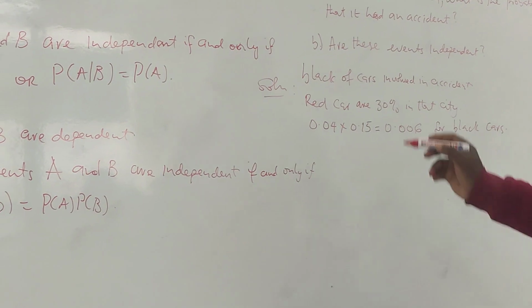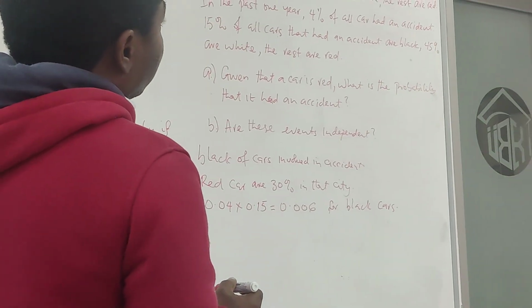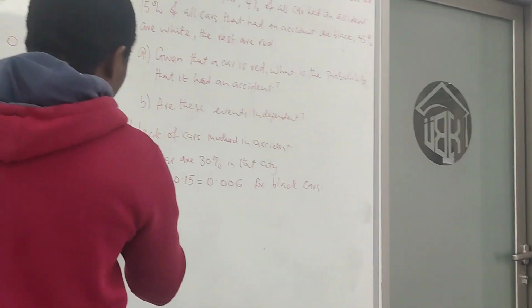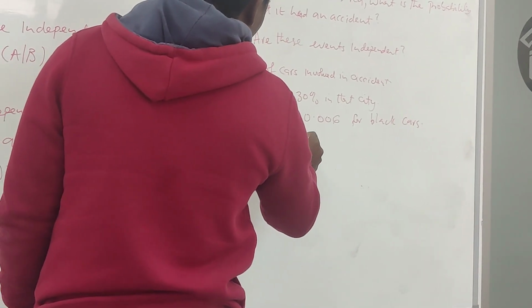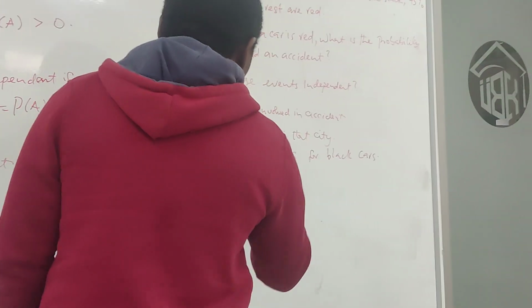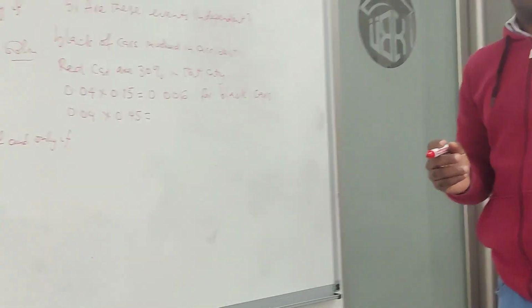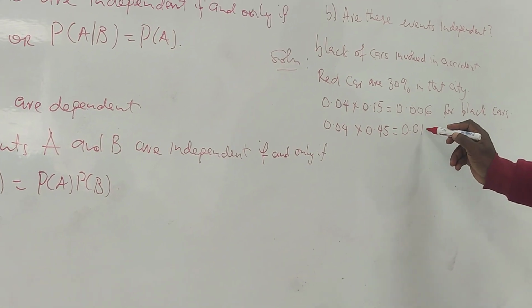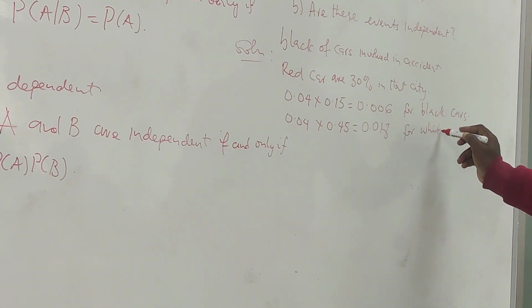Now we do a similar thing for the next one, which is 45% are white. So we have 0.04 multiplied by 0.45. And that will give us what? Can you punch the calculator and tell me your values? 0.018. This is for white cars.